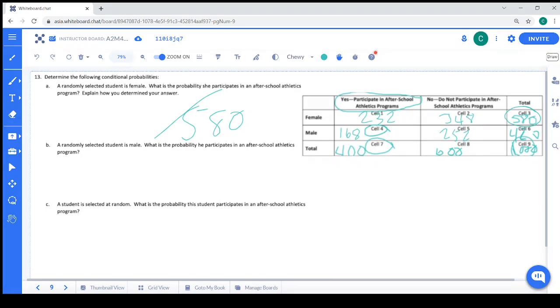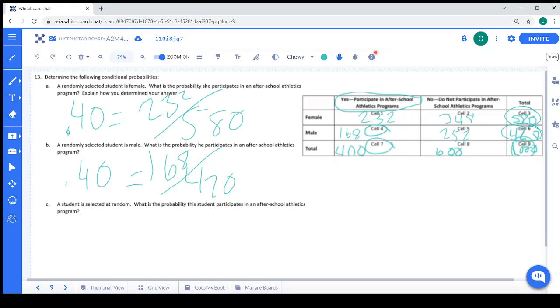What is the probability she participates in an after-school athletic program? Well, that would have to be cell 1, which is 232. And that's going to equal, if we divided that, we would get about 40, okay, or 40%. All right, randomly selected male. Well, we're going to look in cell 6. That's going to be out of 420. And we want to know that he participates in an after school. So that would be cell 4, which is 168. And then that also equals 40.